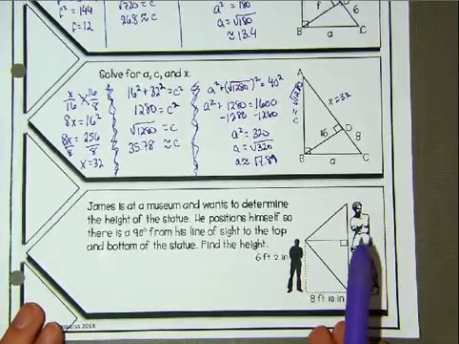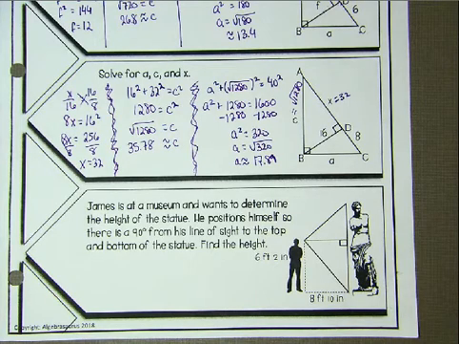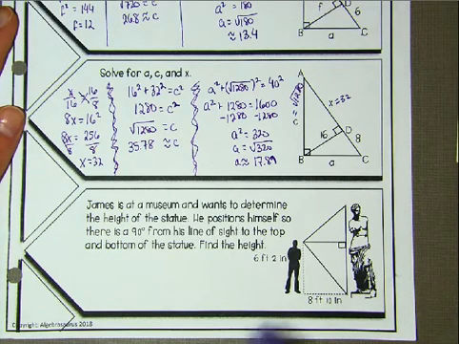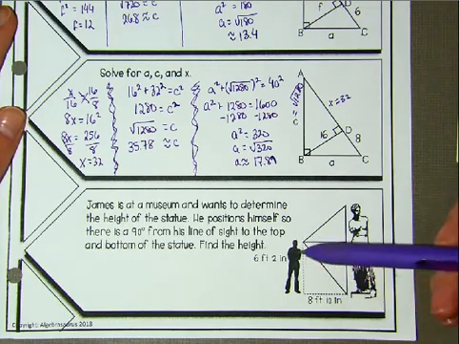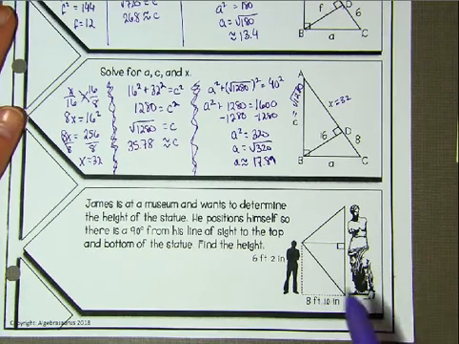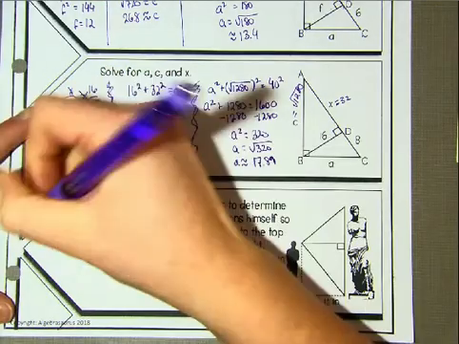So last problem. James is at a museum and wants to determine the height of the statue. He positions himself so there's a 90-degree angle from his line of sight to the top and bottom of the statue. Find the statue's height. So first, we know that James is 6 foot 2 inches tall, and he's 8 feet and 10 inches away from the statue. So first, we're going to convert all of our values to inches.